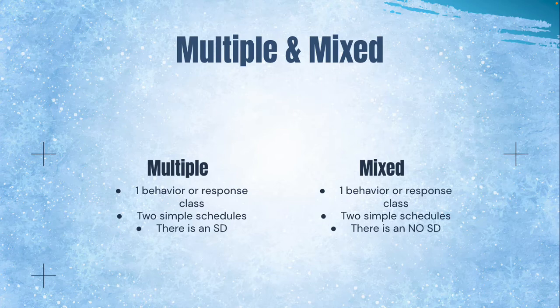And then mixed, exactly the same. However, there is no SD. So a mixed example would be like, when I'm in a good mood, I allow my dogs to go outside every time they ask me. And when I'm in a bad mood, I only let my dogs go outside every 5th time they paw at the door. So the dogs certainly don't know if I'm in a good mood or a bad mood. There is no SD. Two simple schedules that happen to be two ratio schedules operating independently and successively. Typically, you're not in a good mood and a bad mood at the same time. So that's our example of mixed and multiple.